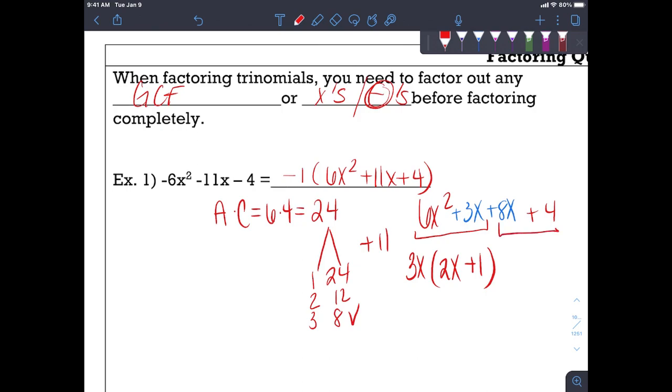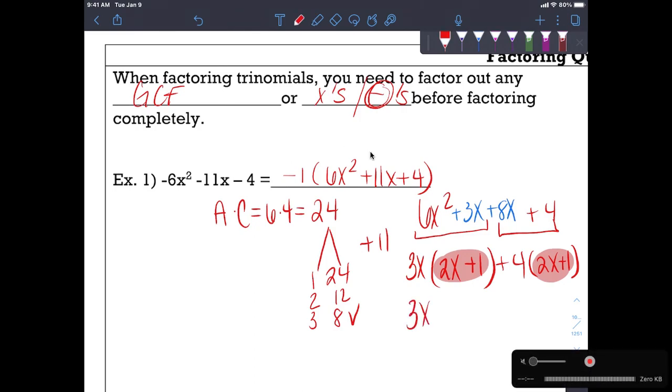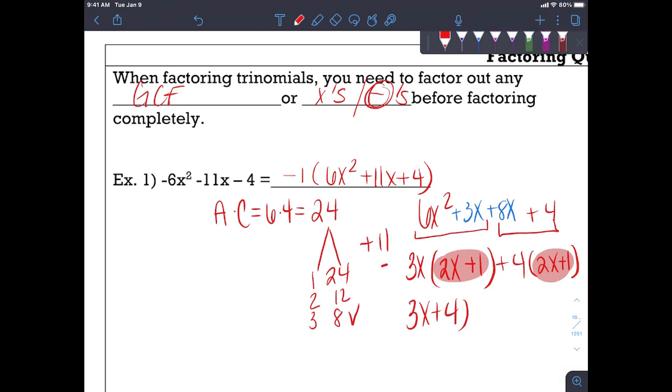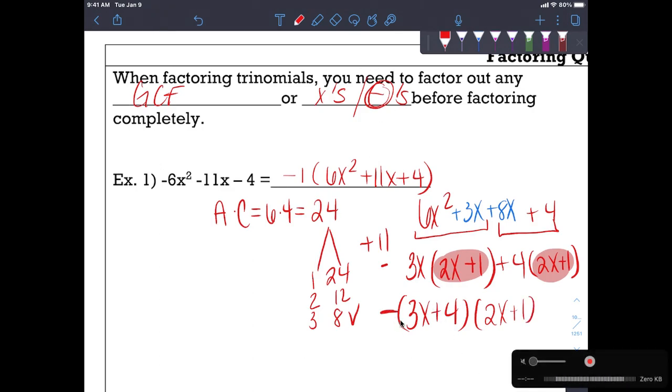Let's go ahead and factor out from the second set. Now I'm going to verify that the insides of these parentheses are exactly the same. And they are. So now I can go ahead and combine like terms, noticing that I maintain my negative here on the outside. This is now completely factored.